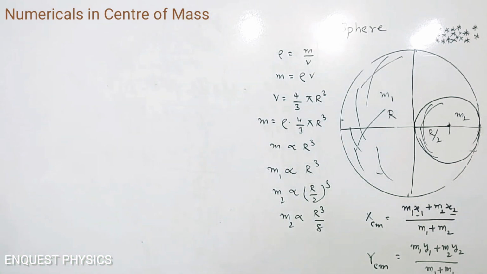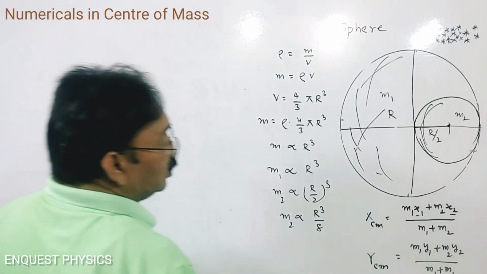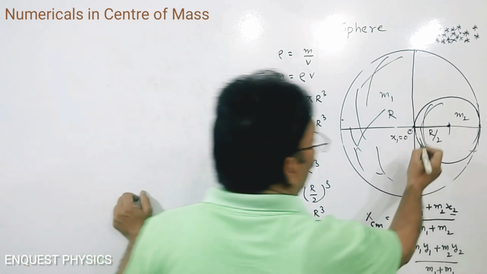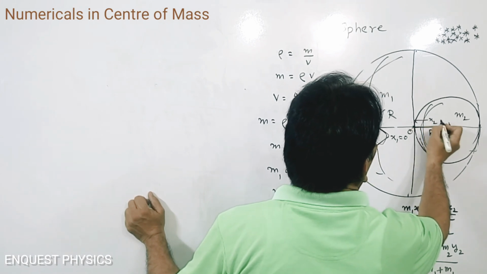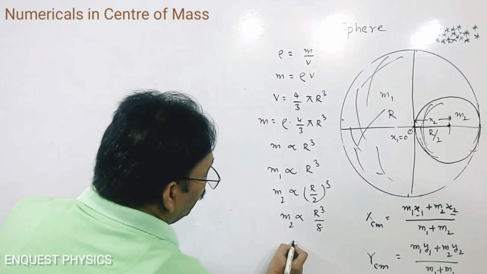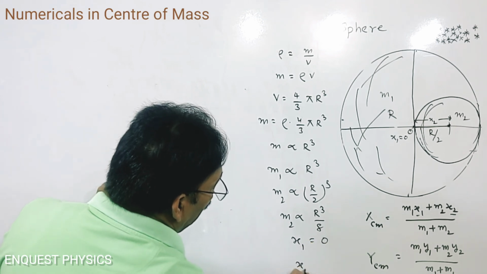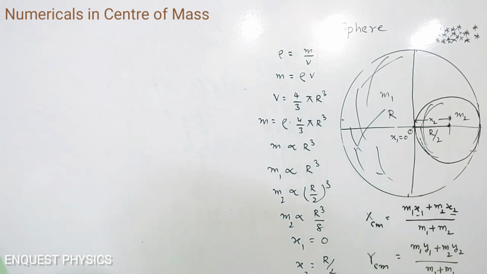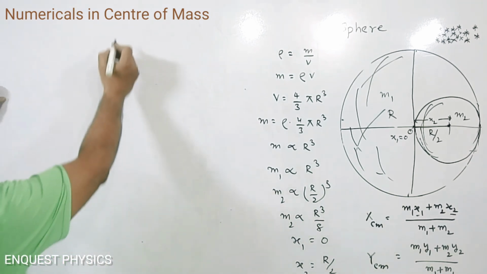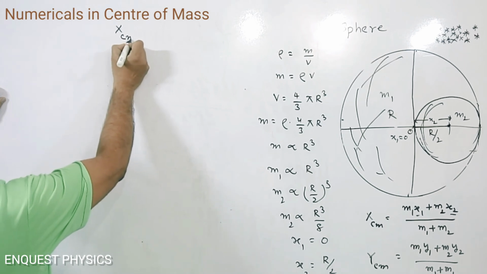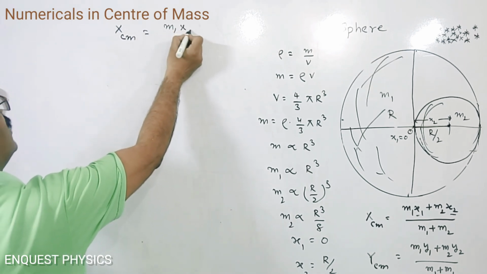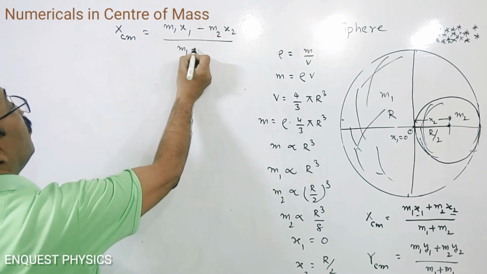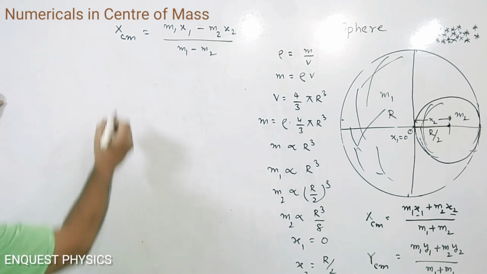Then after we have to find out x1 and x2. It's a center, geometrical center. x1 is equal to 0 and this distance is x2. x1 is equal to 0 and x2 is equal to r by 2. Just substitute all the values in, students. What you get? We have the relation xcm is equal to m1 x1 minus m2 x2 upon m1 minus m2. Just we are substituting the values.